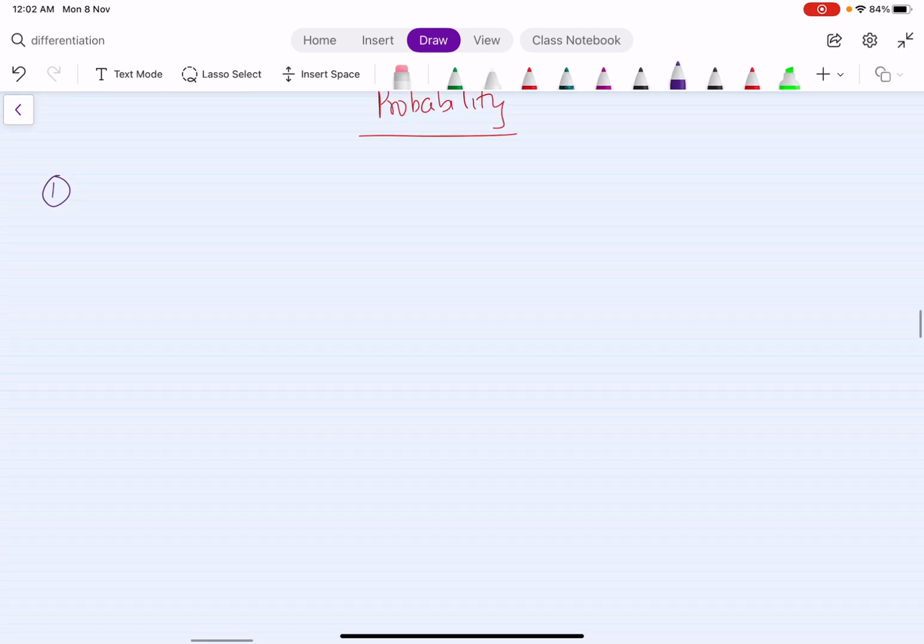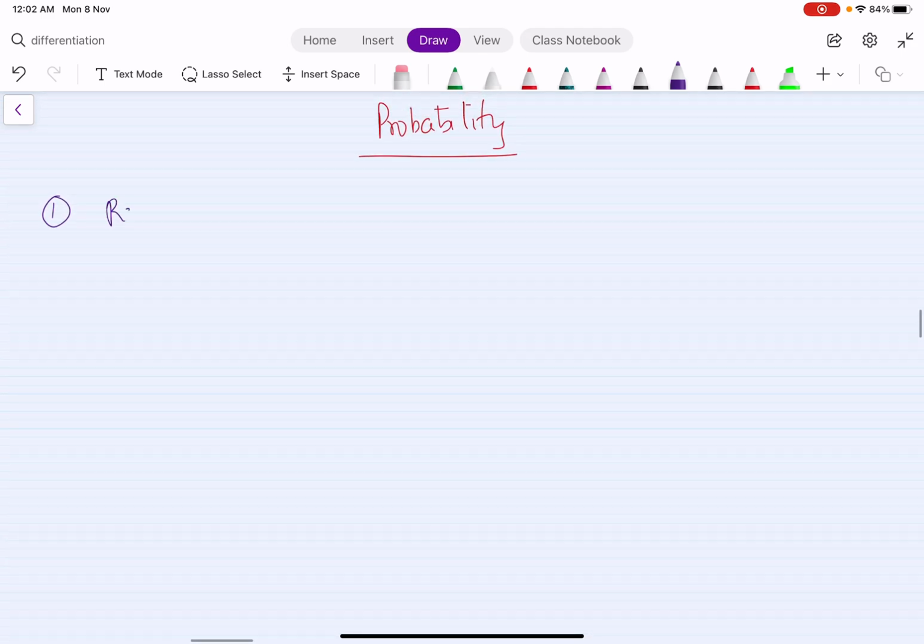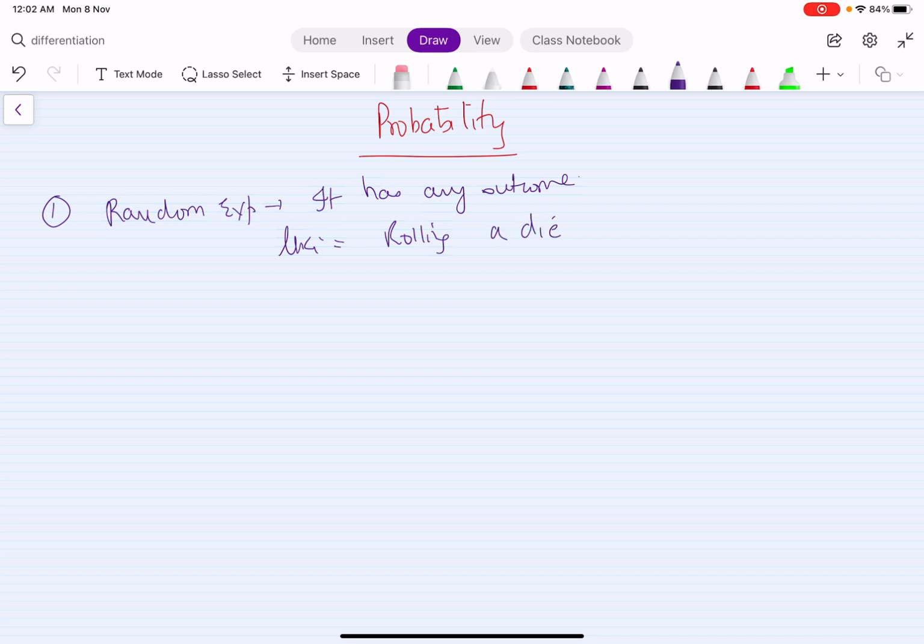The first thing that we have learned about probability is a random experiment, which is basically an occurrence which has any outcome. Like I can give rolling a die. I'm rolling a die, which will obviously have different possible outcomes. That is my random experiment.